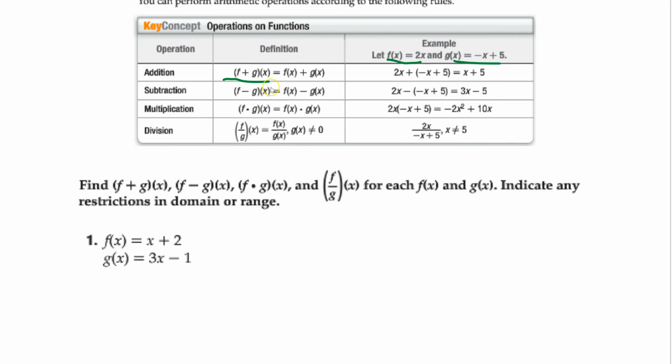Subtraction is the same thing, right? So if you see f minus g of x, it's f of x minus g of x. And this one you want to make sure you put parentheses. You just subtract them. This is the multiplication symbol, so you just multiply the two functions. And then this is the division symbol, f over g of x. This means divide the two functions.